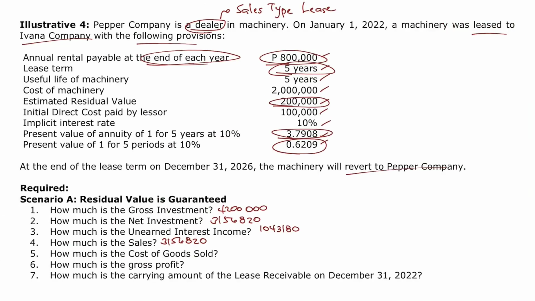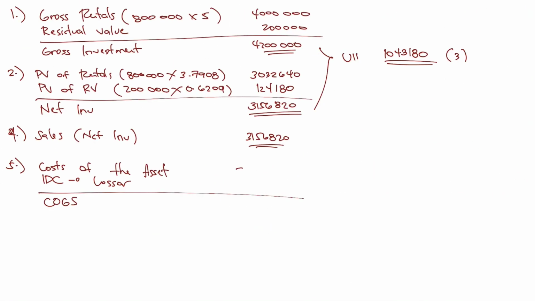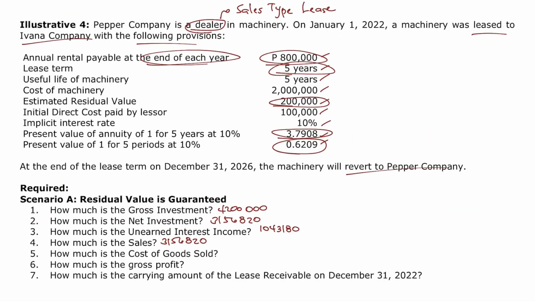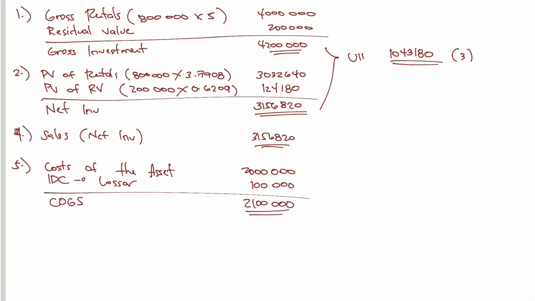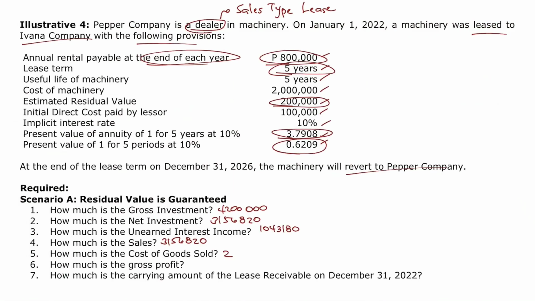Okay? So, cost of the asset is equal to 2 million pesos plus the initial direct cost, which is equal to 100,000, so our cost of goods sold is 2.1 million. So, final answer, requirement number 5, is equal to 2.1 million. Okay?